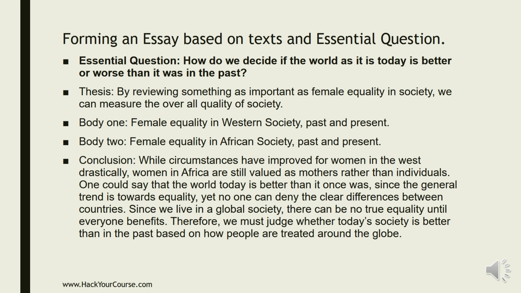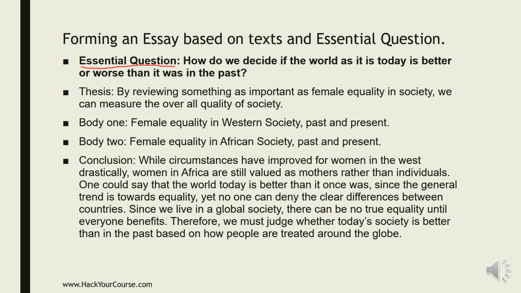So while circumstances have improved for women in the West drastically, women in Africa are still valued as mothers rather than individuals. One could say that the world today is better than it once was, since the general trend is towards equality, yet no one can deny the clear differences between countries. Since we live in a global society, there can be no true equality until everyone benefits. Therefore, we must judge whether today's society is better than in the past based on how people are treated around the globe. So again, we have connected that greater question, that essential question, with the texts that we received.